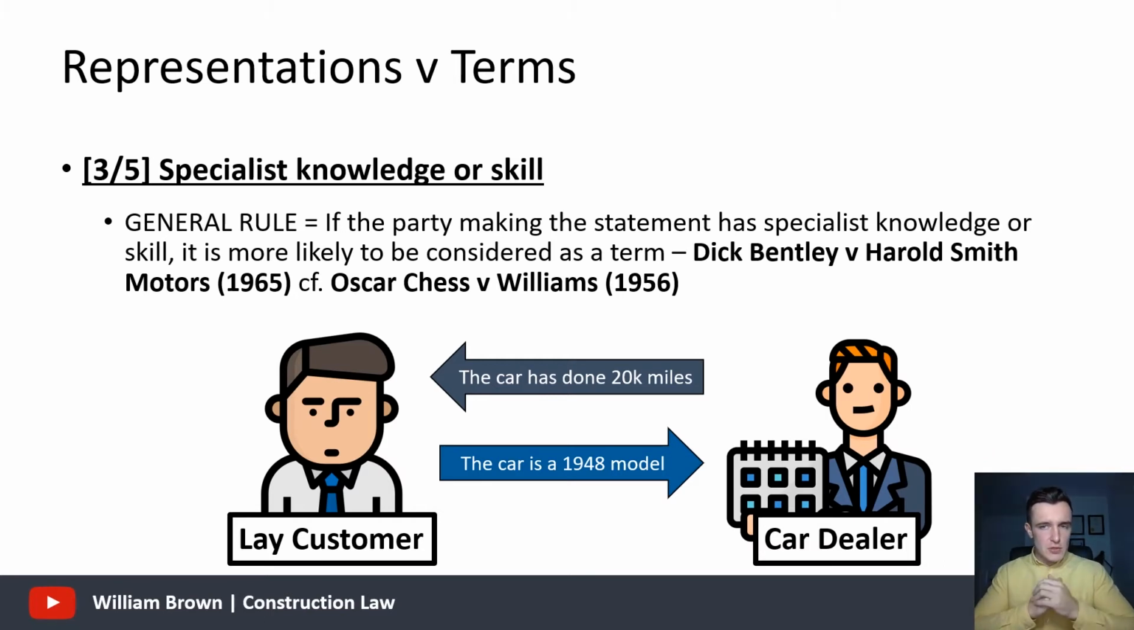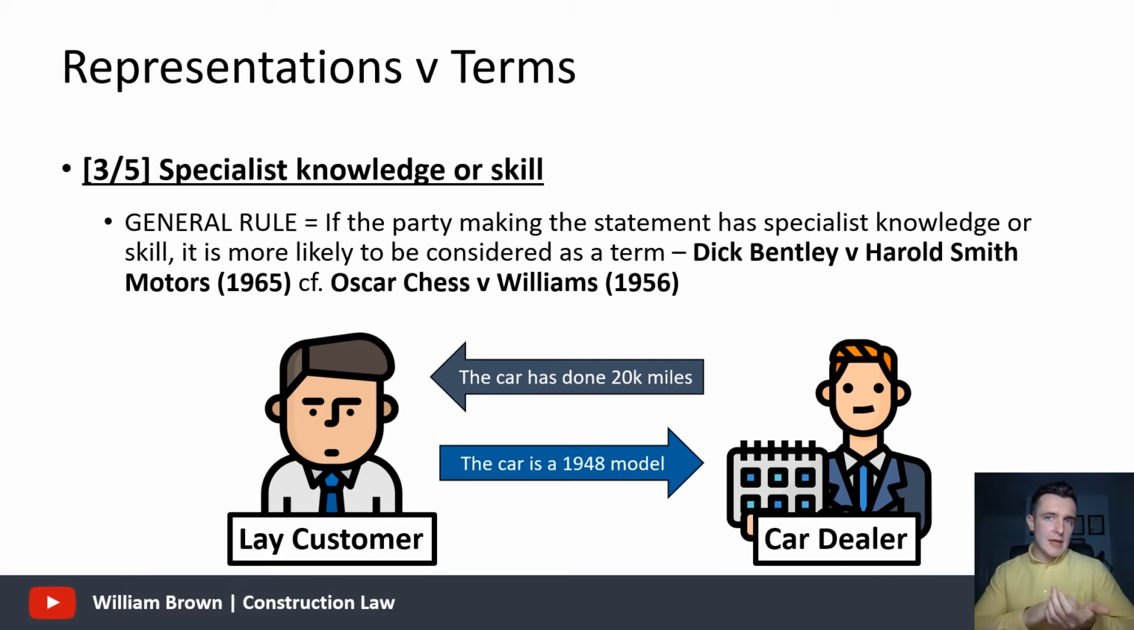We've got two very useful cases to illustrate this point. Again, they're both very similar on their facts with two entirely different outcomes. So the first of which is Dick Bentley and Harold Smith Motors. So this is all about the car dealer, Mr. Harold Smith, making a statement to the customer. So it's the dark blue arrow on our little diagram there. So the car dealer here is Mr. Harold Smith, an expert in selling cars, and he is making it to Dick Bentley, the lay customer.